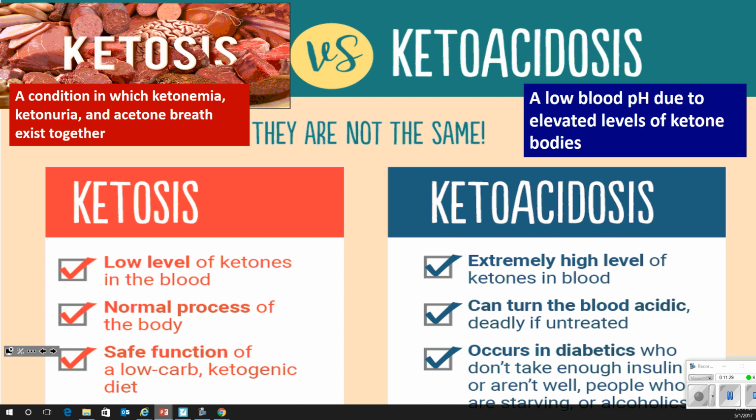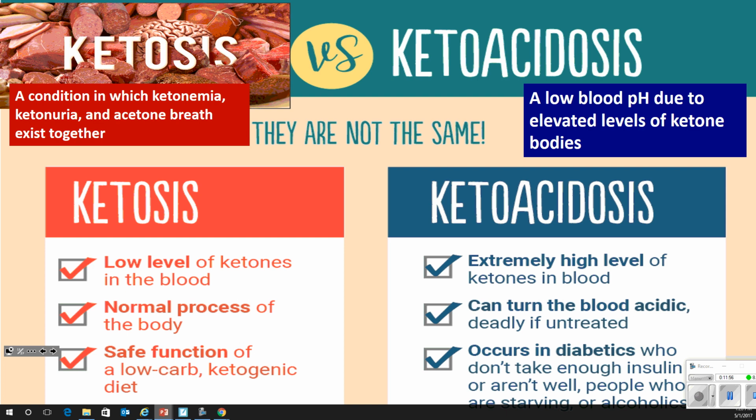Ketoacidosis, key here is acid. So this is a low blood pH due to elevated levels of ketone bodies. Extremely high levels of ketone in the blood. So difference, ketosis, low ketone; high, ketoacidosis. Can turn the blood into acid, and it's deadly if untreated. You think of your blood running around in your blood vessels all of a sudden turning to acid, what's going to happen? It's going to eat those away.